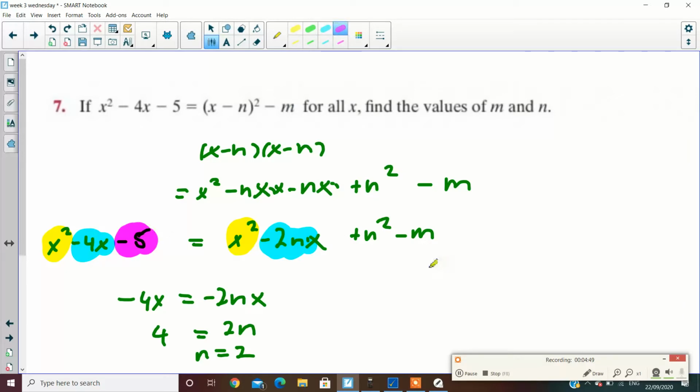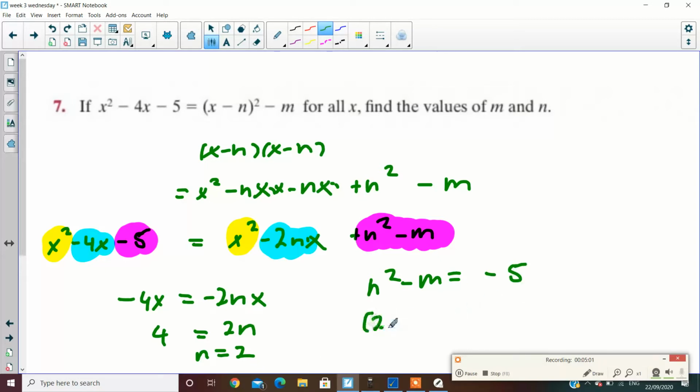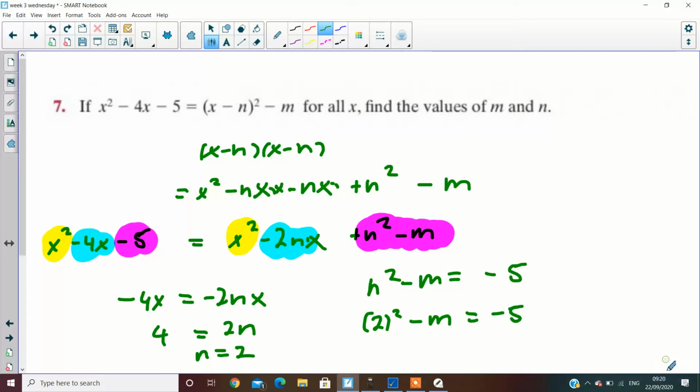Minus 5 is the same as n squared minus m. So what do you think? n squared minus m equals minus 5. So what can I change n out for? 2 squared minus m equals minus 5. So then what? 4 minus m equals minus 5. Bring it under and over, and then what do you get? 4 plus 5 equals m, 9 equals m. All right?